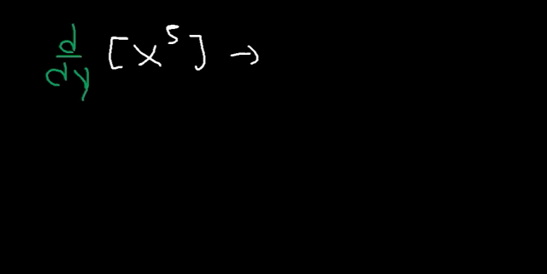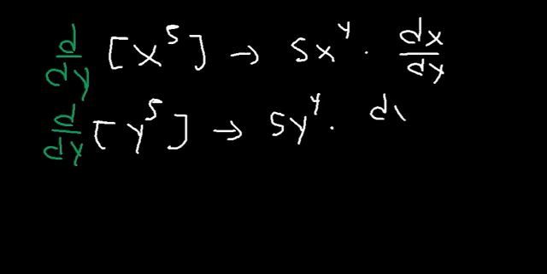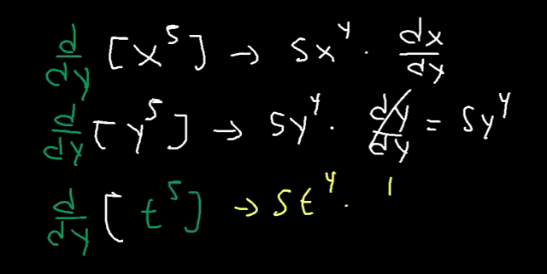Now let's say we wish to differentiate, instead of with respect to x, but with respect to y. Let's say for x to the fifth power. It's going to be 5x to the fourth times dx/dy. And if we wish to differentiate y to the fifth power with respect to y, it's going to be 5y to the fourth times dy/dy, which cancels, and that's just 5y to the fourth. And if we wish to differentiate with respect to y, let's say t to the fifth power, it's going to be 5t to the fourth times dt/dy.